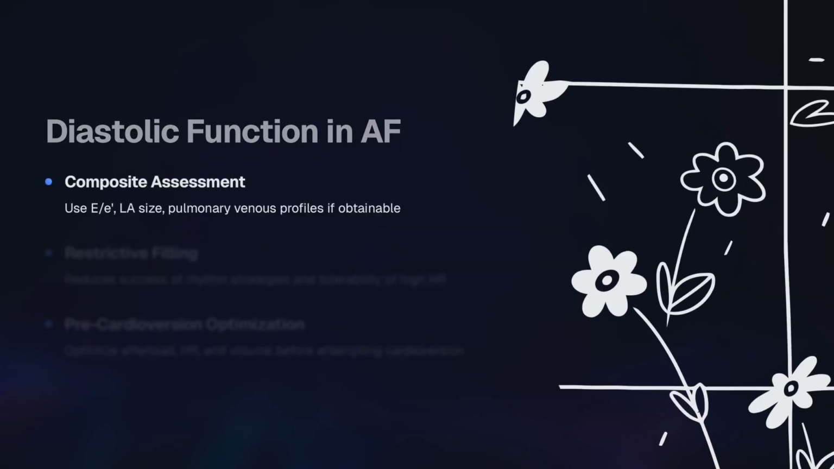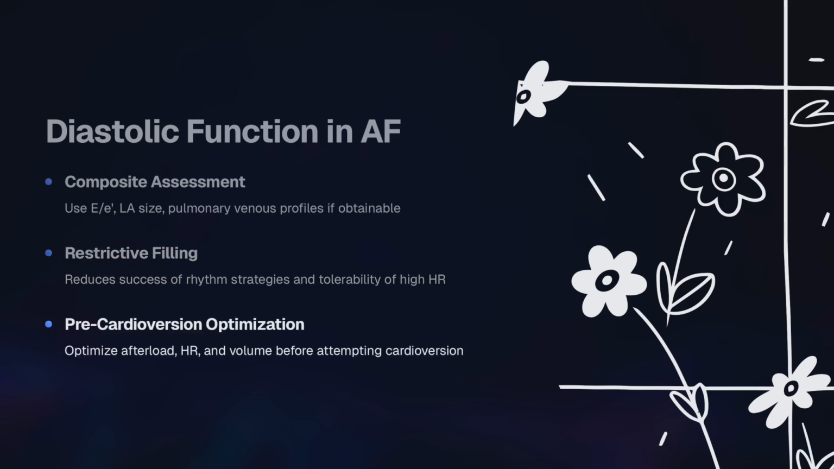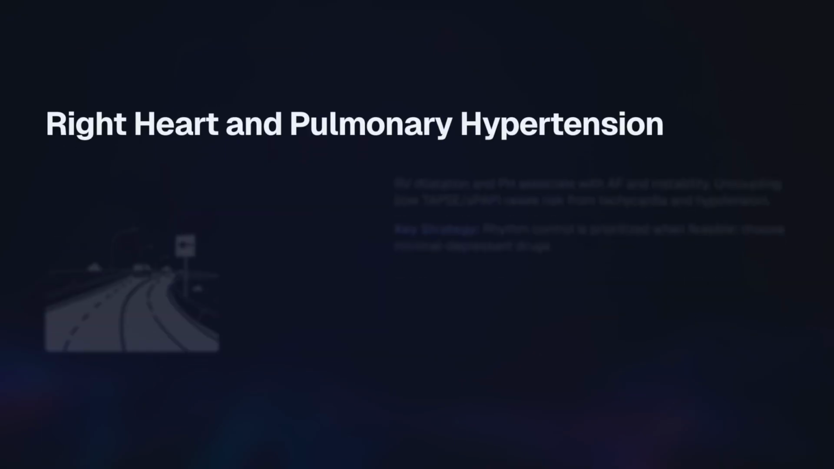Regarding the diastolic function, again you do the same things that you normally do, that is the E prime, LA size, and pulmonary venous profiles. Restrictive filling reduces the success of rhythm strategies and the tolerability of high heart rate. So in these patients probably you can go for rate control. For pre-cardioversion optimization, optimize the afterload, the heart rate and the volume before attempting a cardioversion. So these things are very important.